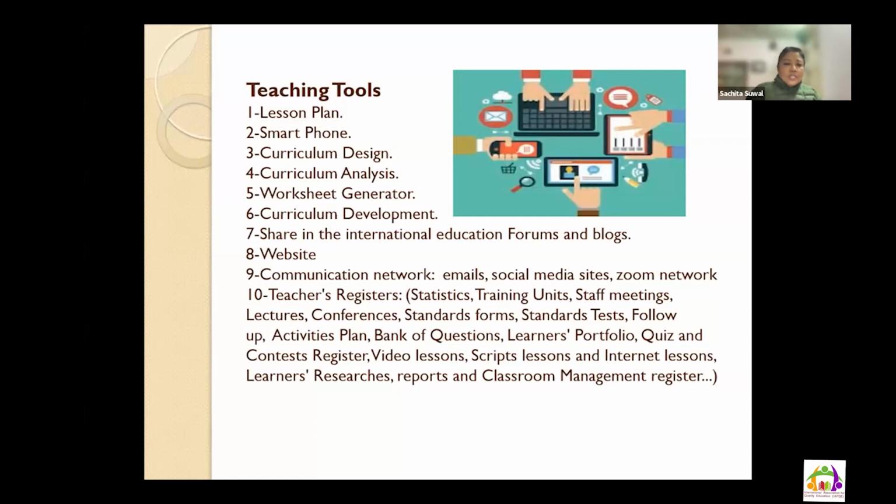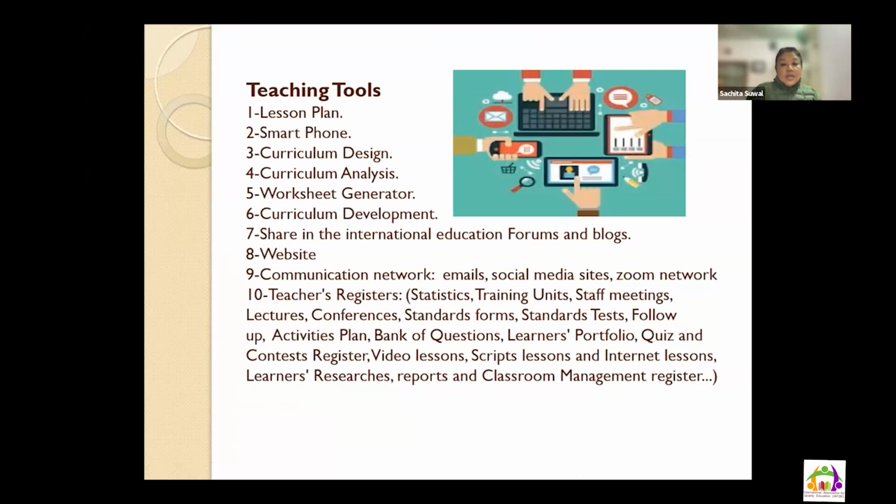So worksheet generator, now we can provide worksheets while you are teaching, after teaching, or before you teach. You can use worksheets in their daily life, and it can really help them understand.